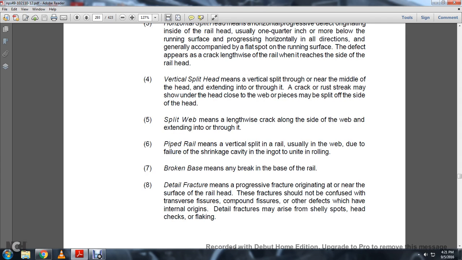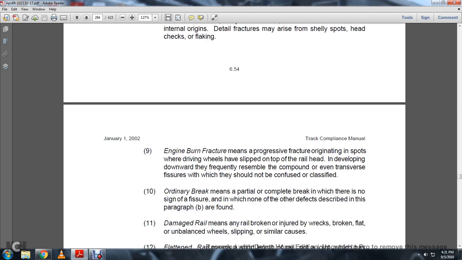Broken base means any break in the base of the rail. Detail fracture means a progressive fracture originating near the surface of the rail head. This fracture should not be confused with the transverse fissure. Compound fissures are other defects which have internal origins. Detail fractures may arise in shelly spots, head checks, and flaking.